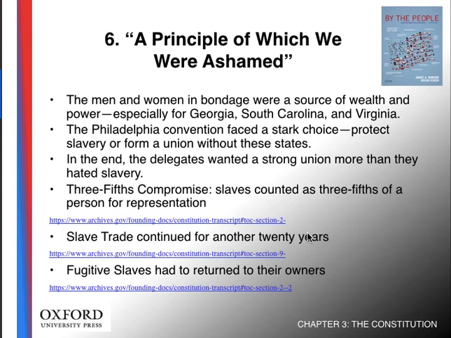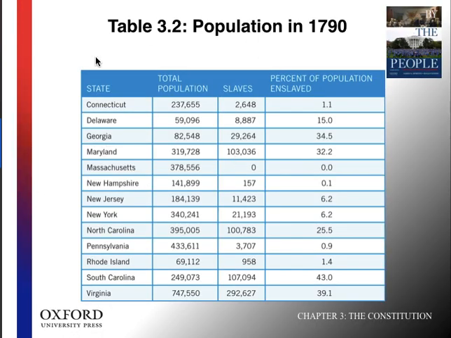So that was for the basis of representation. Let me just move to the next slide so it makes a little more sense. If you look at the state of Virginia at the time, like 750,000 people, nearly 300,000 of them were slaves. So that's about 40% of their population.